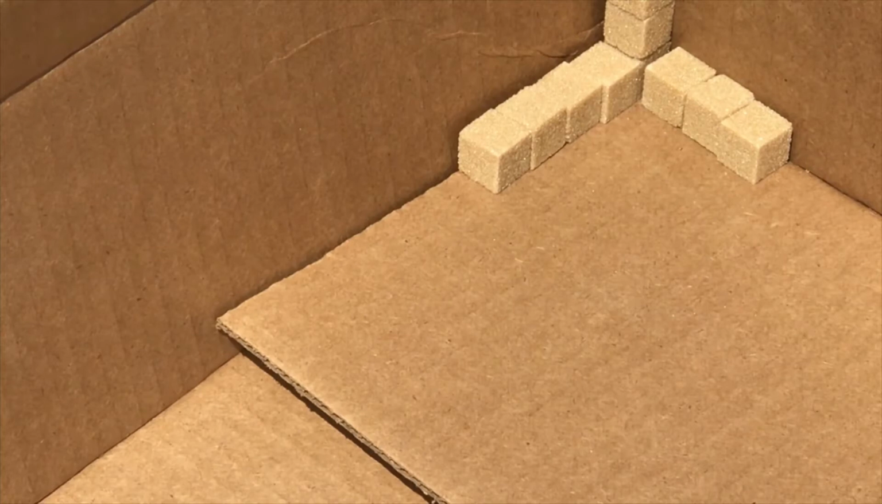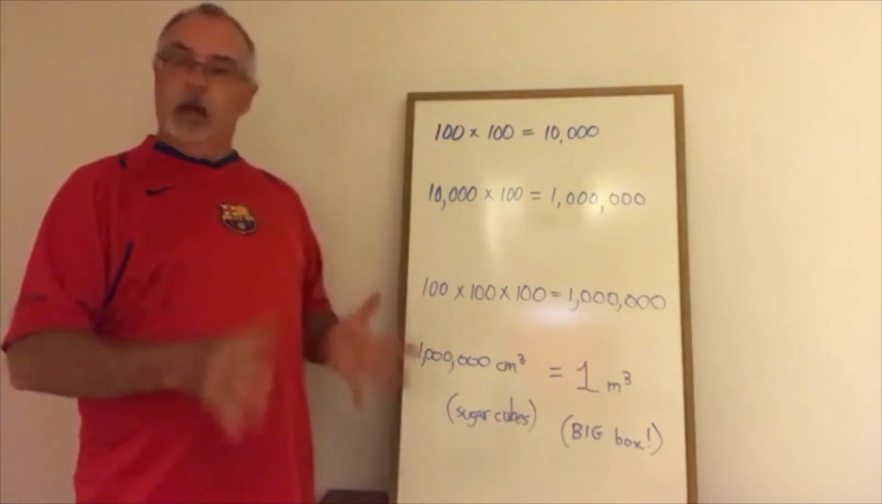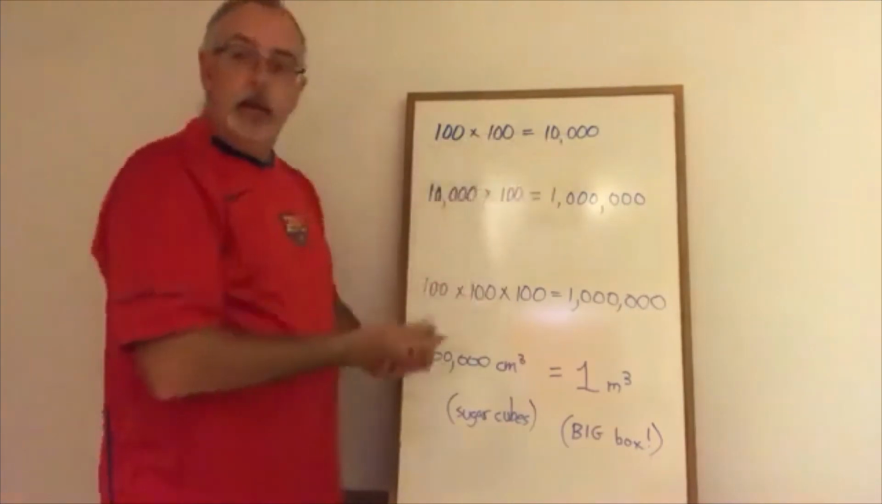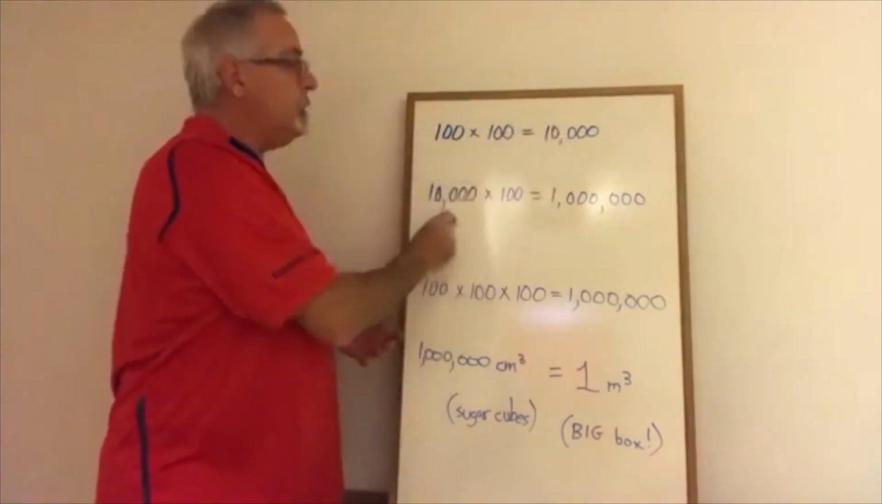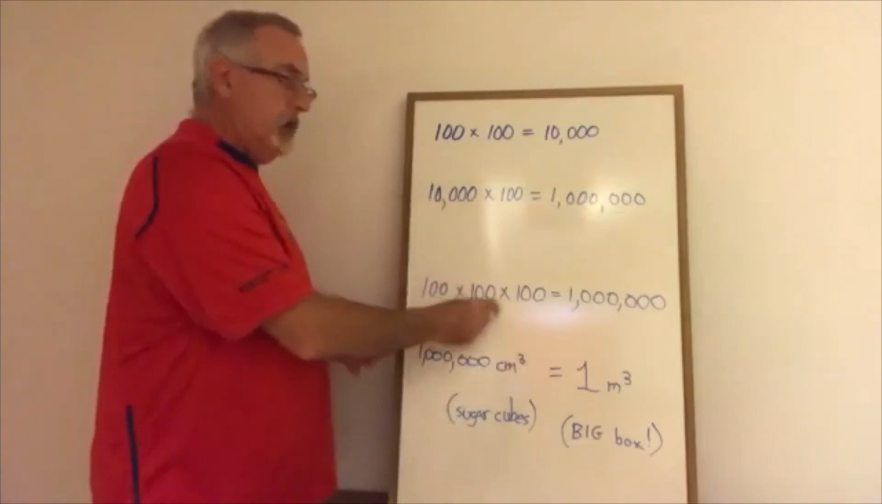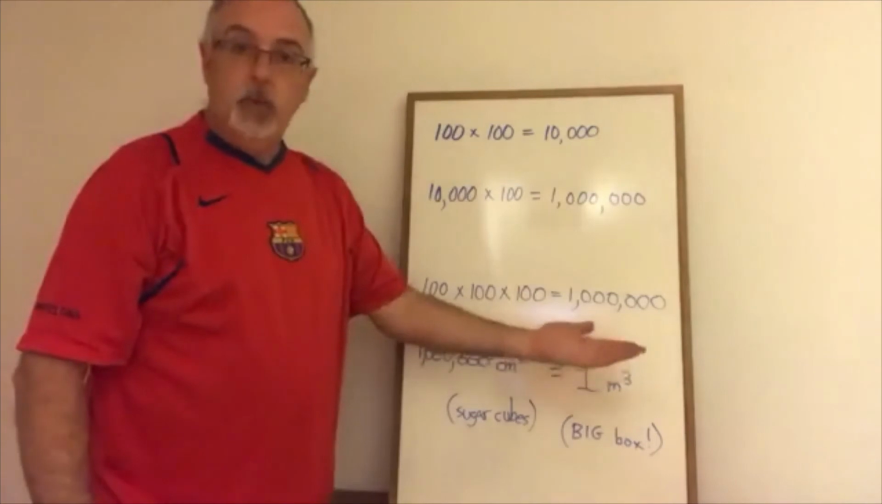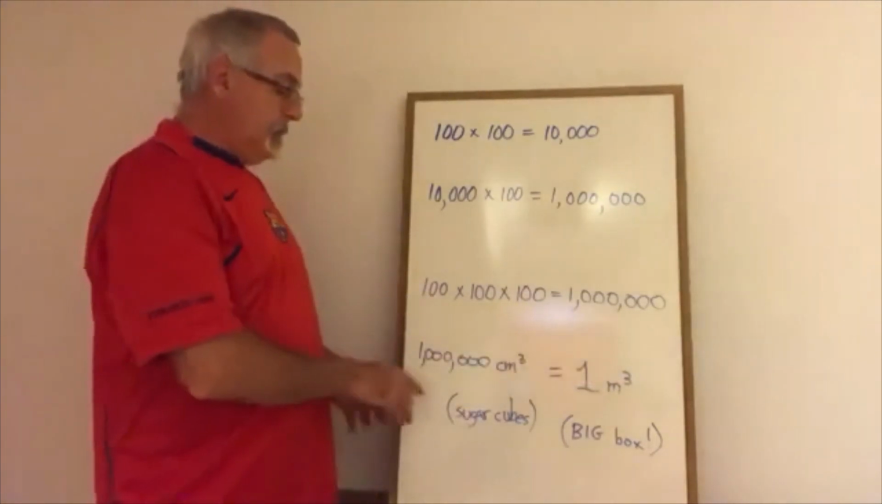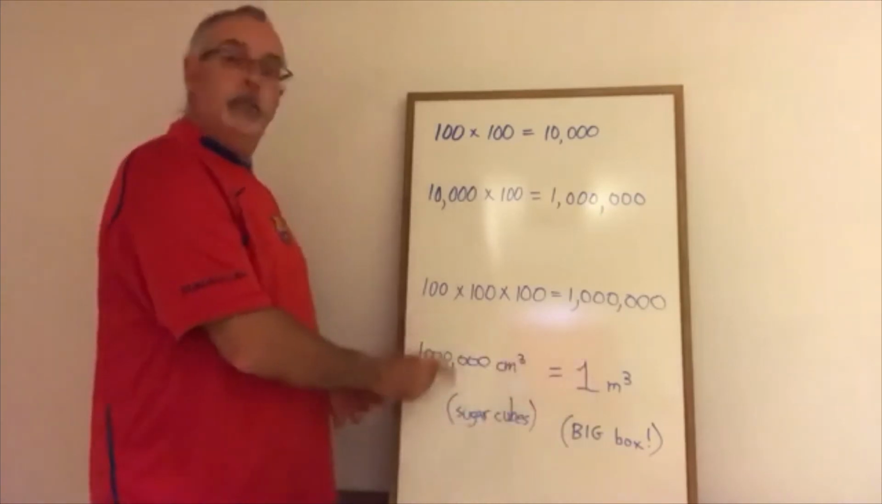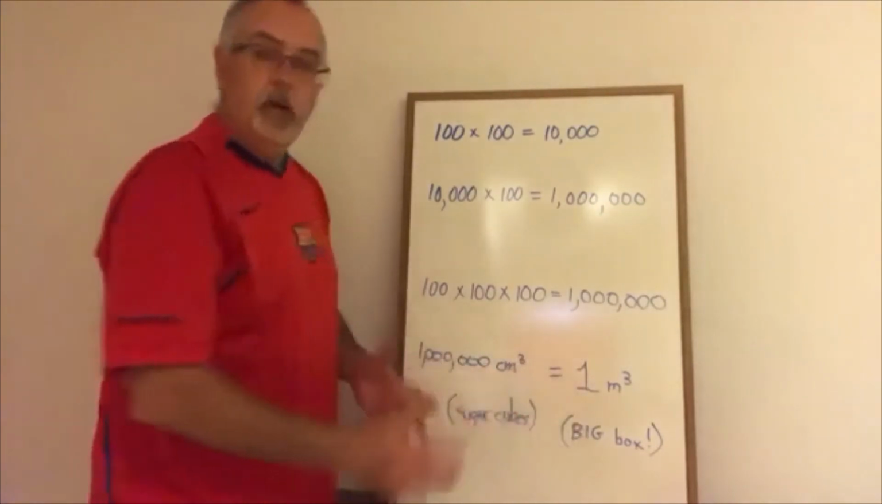So we're talking about 100 in length times 100 in width times 100 high, right? So then what it comes down to is you multiply 100 by 100 and you get 10,000, but then you multiply the answer by 100 and you get 1,000,000. 100 times 100 times 100 is equal to 1,000,000. That means that there are 1,000,000 centimeters cubed in 1 meter cubed. There are 1,000,000 sugar cubes in that big box.